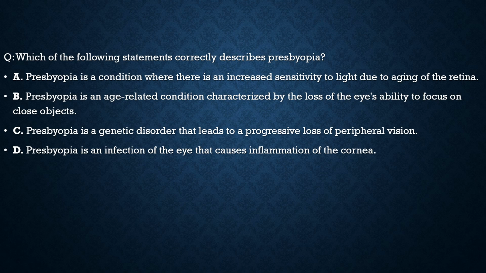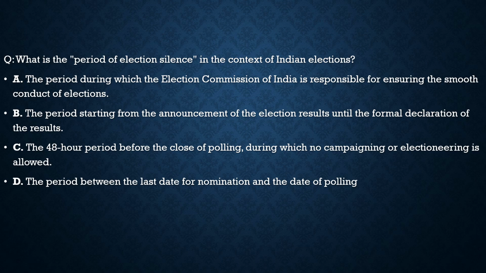With this, I hope we have discussed the questions with respect to current affairs. Now let's move to the static topic which we have to discuss. No, sorry, we have one more question here with respect to current affairs. The question is, what is the period of election silence in the context of Indian elections, as we had seen in the Jammu and Kashmir Union Territory.